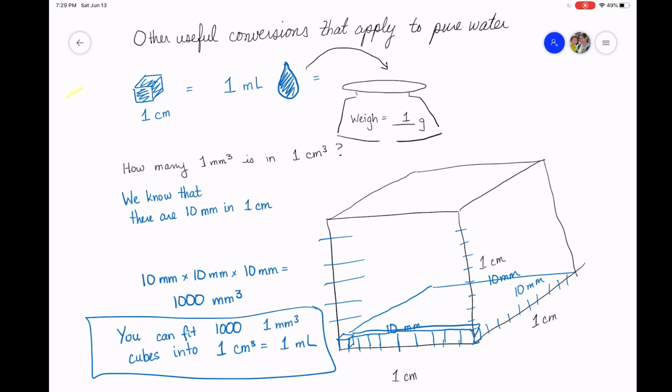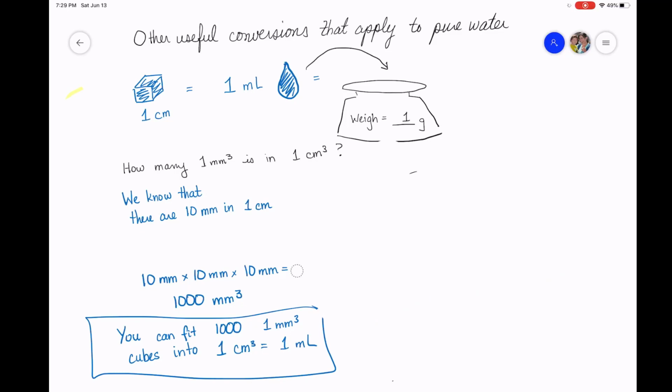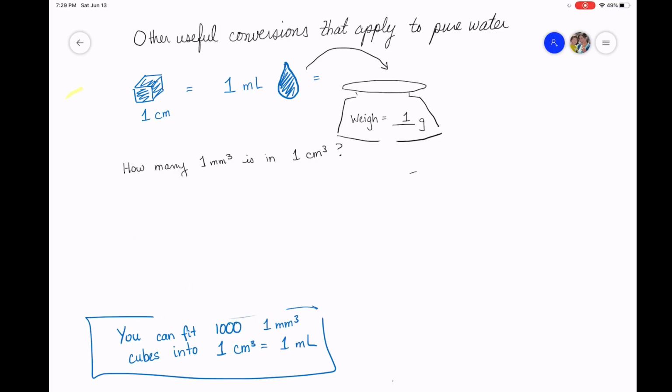So now we're going to erase all this and ask a different question. If I have 1 millimeter cubed of aqueous fluid, how many microliters is that going to be? So 1 millimeter cubed equals how many microliters? So let's take a look at some of the conversions that we could use. We know that 1,000 millimeter cubed is equal to 1 centimeter cubed. We just established that. We know that 1 centimeter cubed is equal to 1 milliliter.